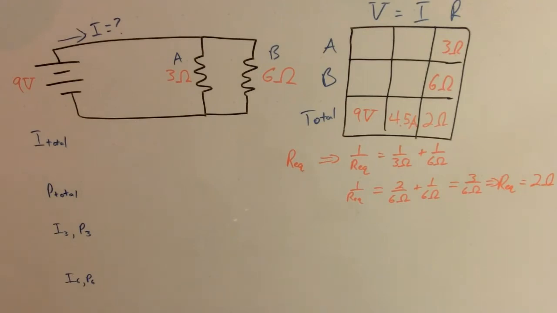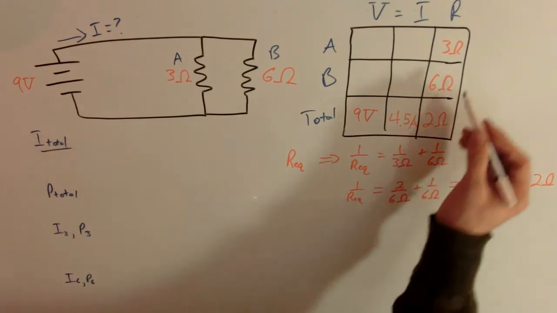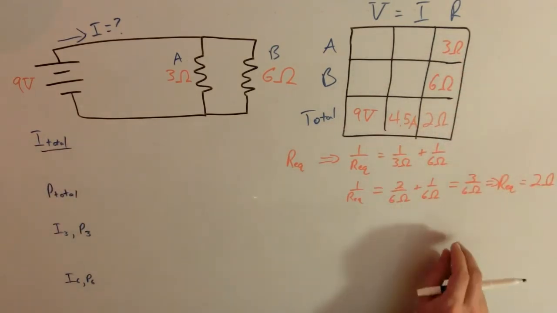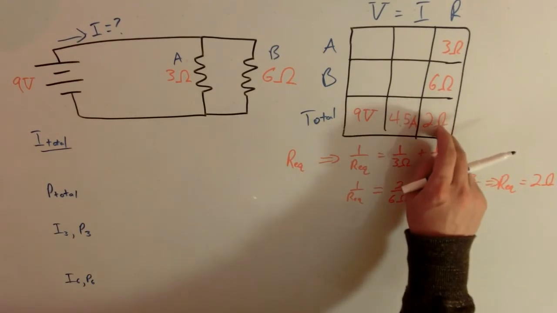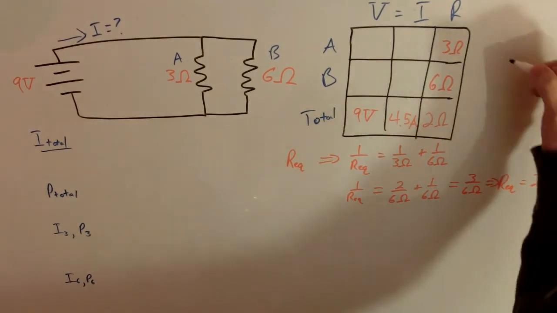Cool. So now I've found my total current, which was the first thing I was looking for, right here. We used our relationship with our resistors to find our equivalent resistance, the resistance of the entire circuit if we imagine it in a simple way. In fact, I'll redraw it over here.